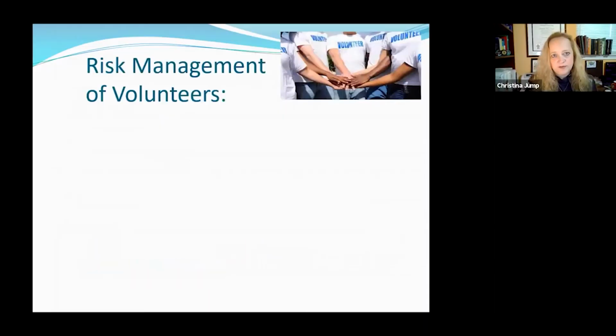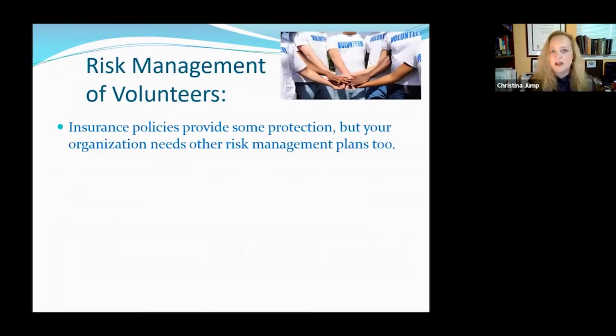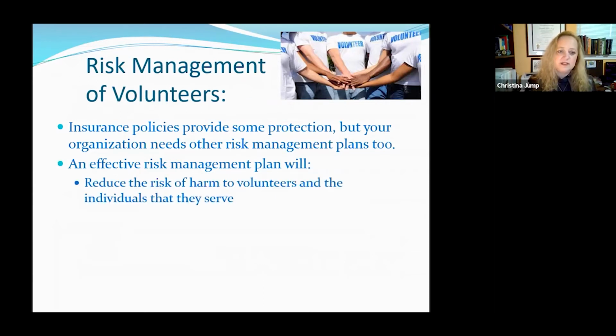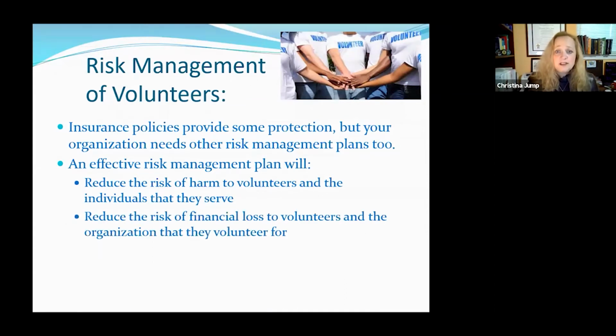Let's look at risk management for volunteers. How can you minimize that? Because a lot of organizations do need volunteers. Insurance policies will provide some protection, but your organization also needs to have something else in mind too. An effective risk management plan should include these things. It should reduce the risk of harm to volunteers and the individuals that they serve. So figure out how you can predict things that are likely to come up: slip and fall situations, injuries by working with needles. It should also address the risk of financial loss to volunteers and the organization that they volunteer for.